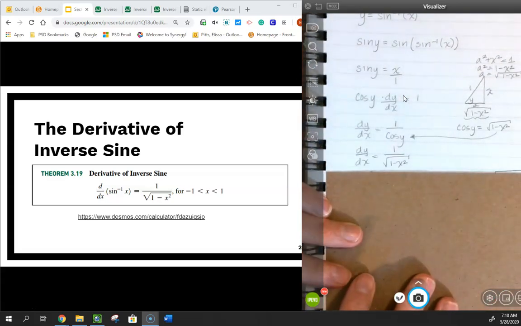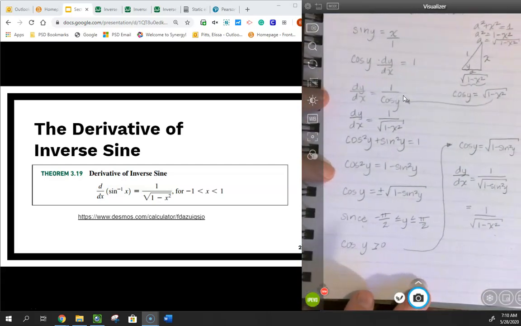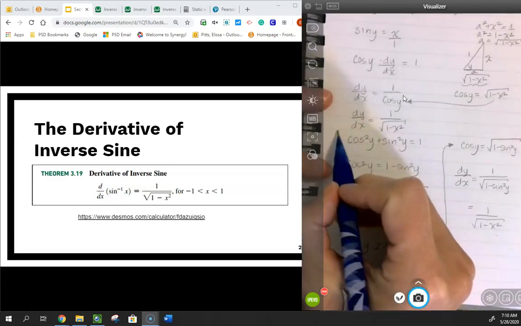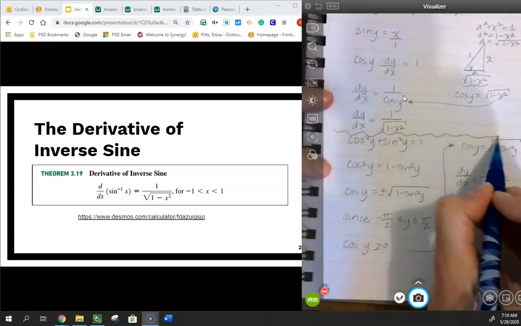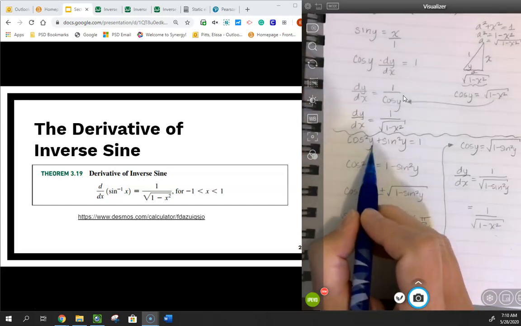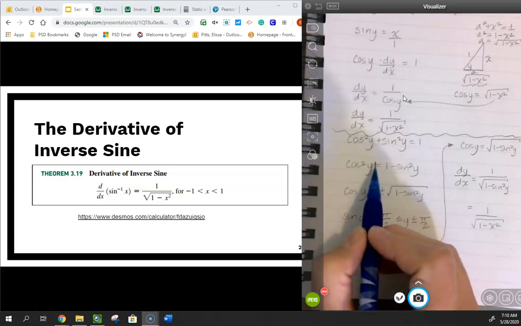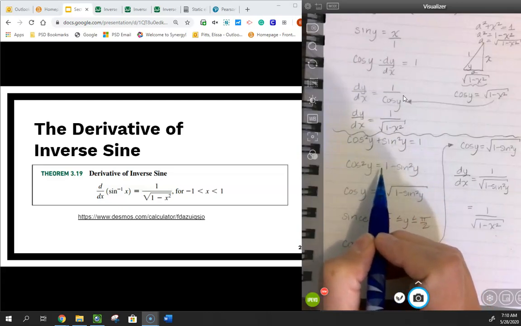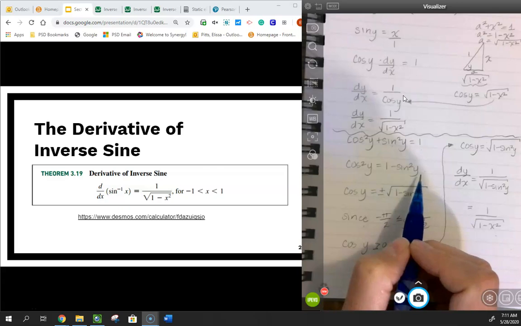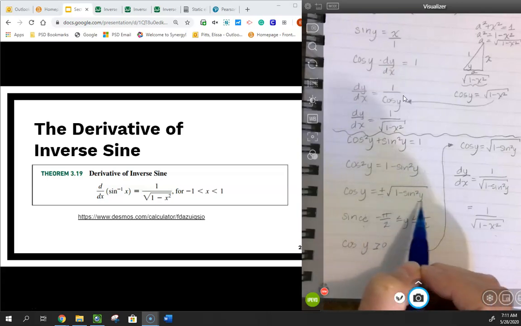Your book does this problem differently, and I want you to look at the process that your book uses. It's a little bit different, so let's separate those. Your book uses the fact that cosine squared y plus sine squared y is equal to 1. And then they solve for cosine squared y is equal to 1 minus sine squared y. When they take the square root of both sides, they get plus or minus the square root of 1 minus sine squared y.